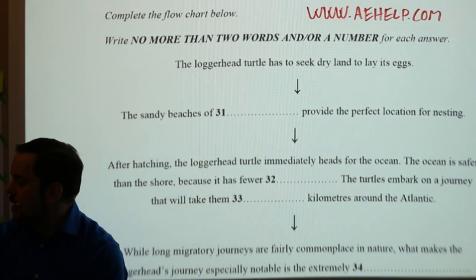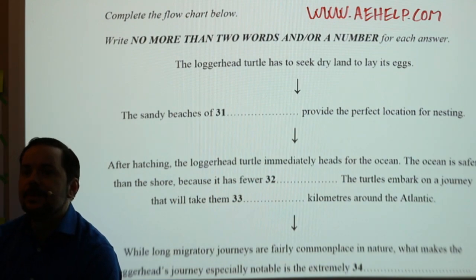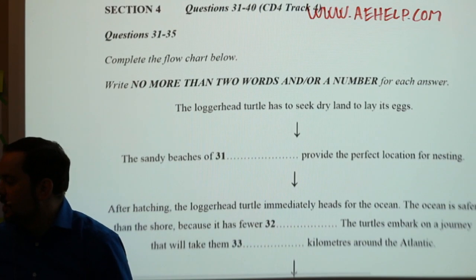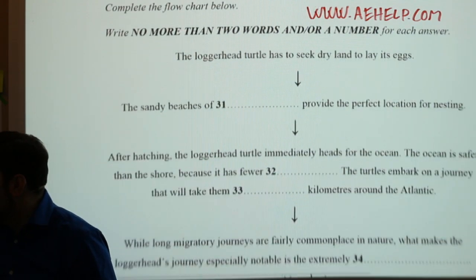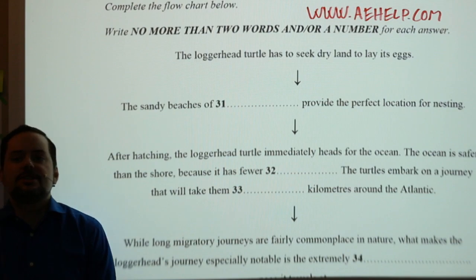Okay. All right, guys, let's go to section 4. We're going to go through this a little bit faster. So section 4, let's look at the information, the questions. So questions 31 to 35, it's a flowchart type question. You can get these flowchart type questions in the listening.